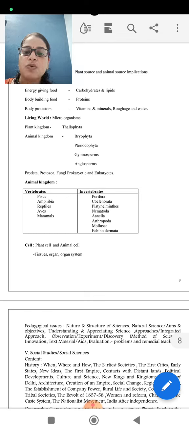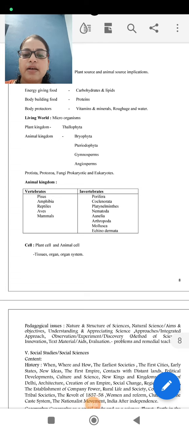Next one is tissue, organ, and organ system. The basic unit is the cell. Groups of cells are called a tissue. Groups of tissues are called an organ. Groups of organs are called an organ system. So the cell is the basic unit and functional unit. We have to learn what a tissue is, what the organs are, and what the function of a tissue is. We have to learn all these in this topic, plant cells and animal cells.